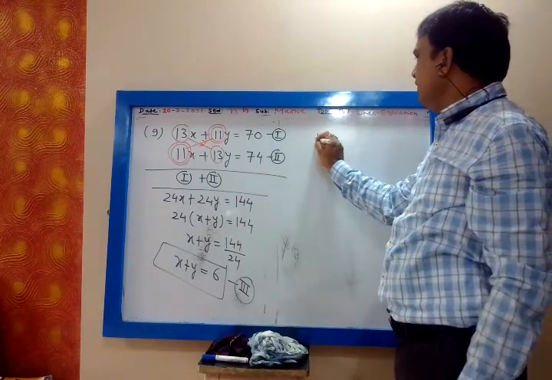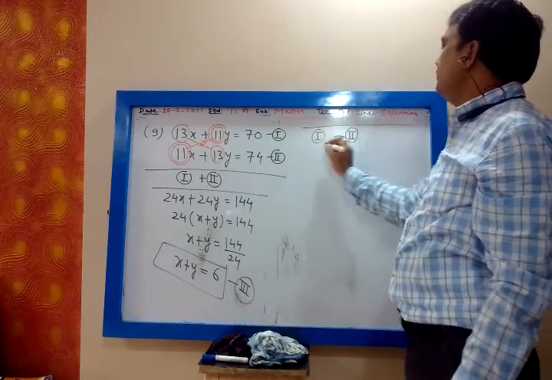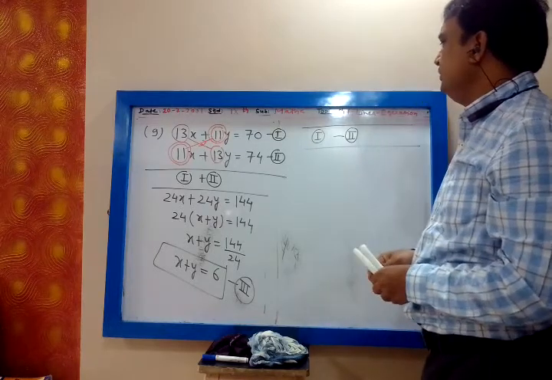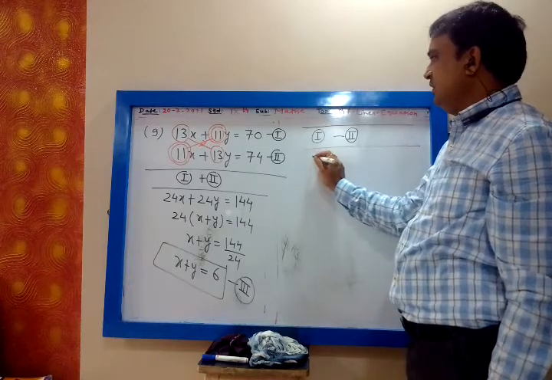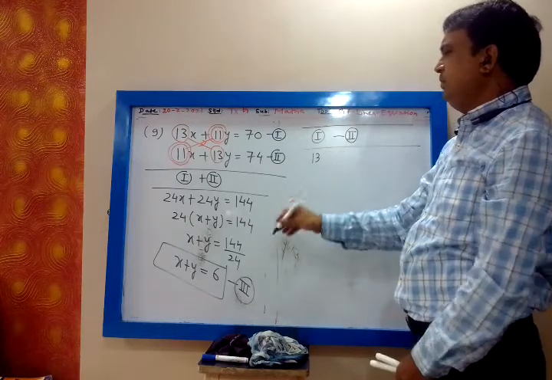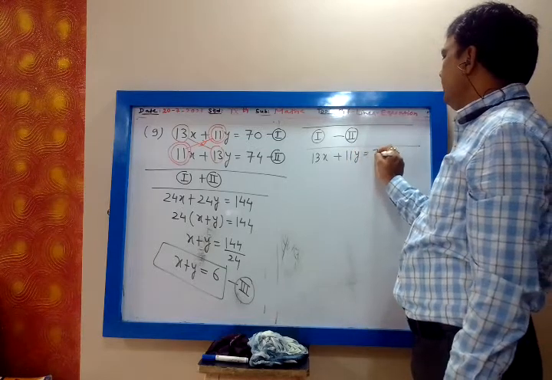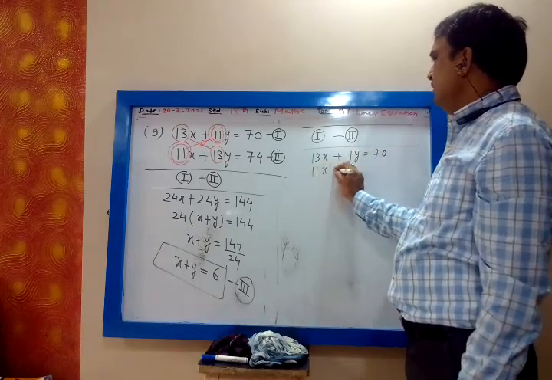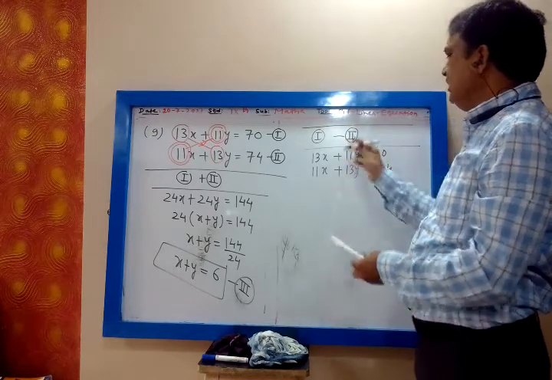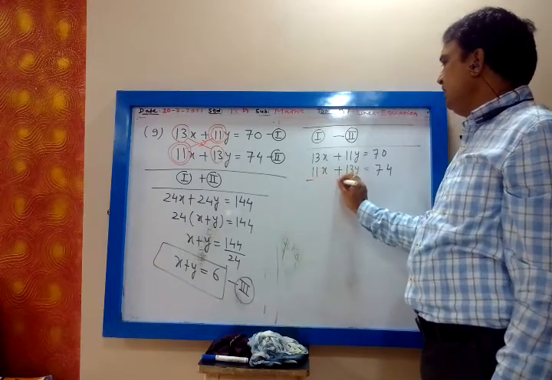Now equation 1 minus equation 2. Now we have to subtract. 1 plus 2, then 1 minus 2. You can write 1 minus 2. 13x plus 11y is 70, then 11x plus 13y is 74. What I have written? I have written 1 minus 2. 1 minus 2 means change the sign. Plus becomes minus.